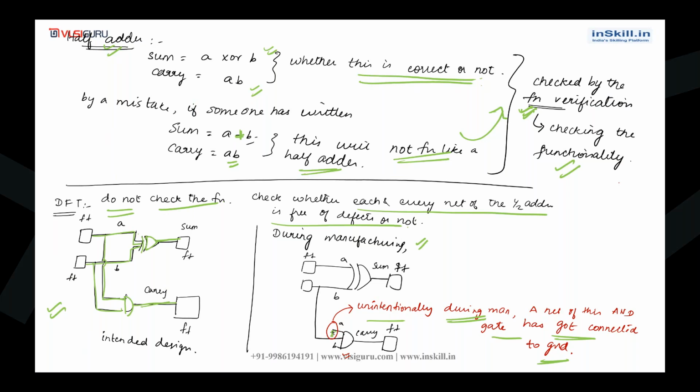So the DFT team does not check the functionality. We check whether each and every net of the half adder is free of defects or not. This is our intended design. Now suppose during manufacturing, unintentionally, the A net of the AND gate has got connected to ground like this. So this is what will be checked by the DFT.